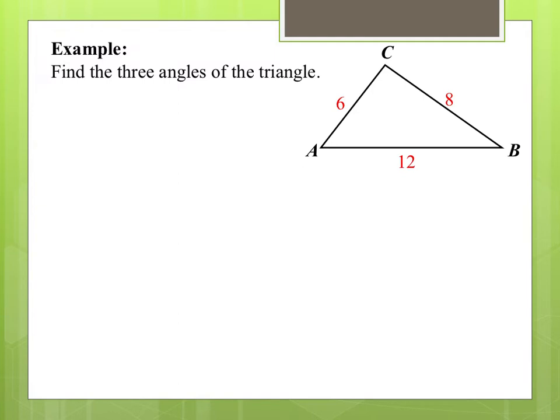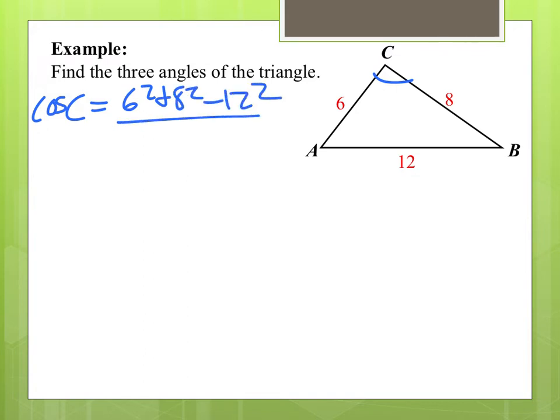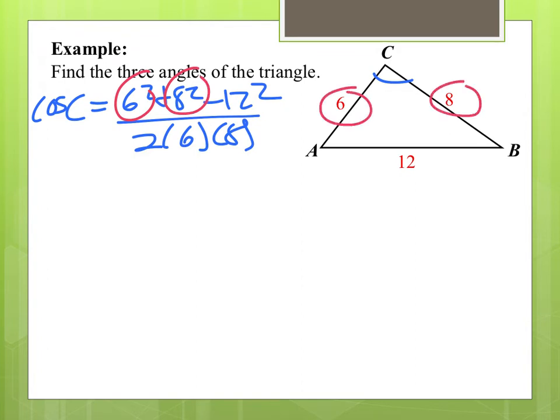Alright, so here we start off by knowing all three sides, which means I'm going to automatically have to solve for an angle to begin with. And let's assume that I want to solve for angle C. Alright, so my ratio will start off as the cosine of C is equal to 6 squared plus 8 squared minus 12 squared divided by 2 times 6 times 8. And notice that for these two terms, they are the sides of that angle, and then the last one is the actual corresponding side for that angle.